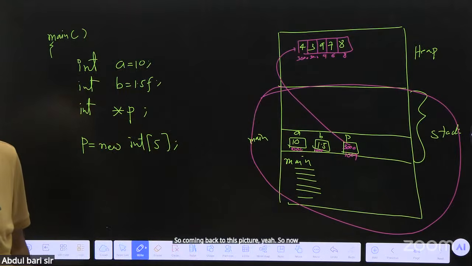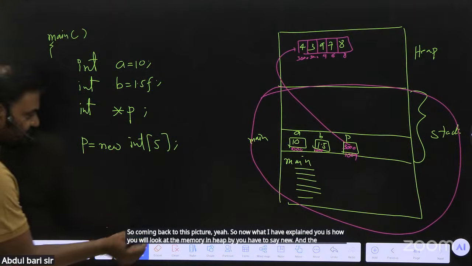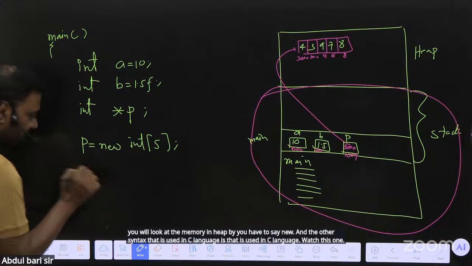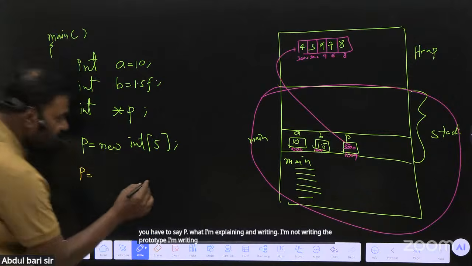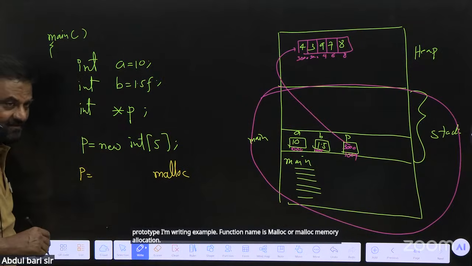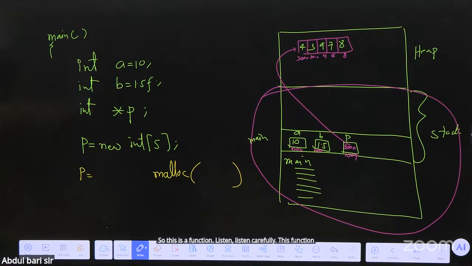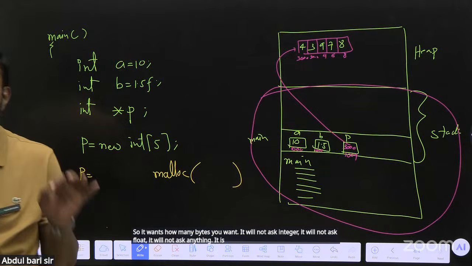Now what I have explained to you is how you allocate the memory in heap: you have to say new. And the other syntax that is used in C language is, watch this one. You have to say P. Watch, I'm explaining and writing. I'm not writing the prototype, I'm writing an example. The function name is malloc, memory allocation. So this is a function. Listen carefully. This function will allocate the memory in heap. It wants to know how many bytes you want. It will not ask integer, it will not ask float, it will not ask anything. It is concerned about the number of bytes you want.